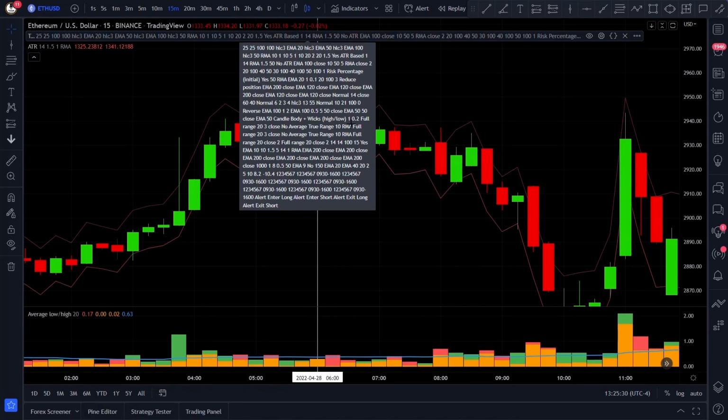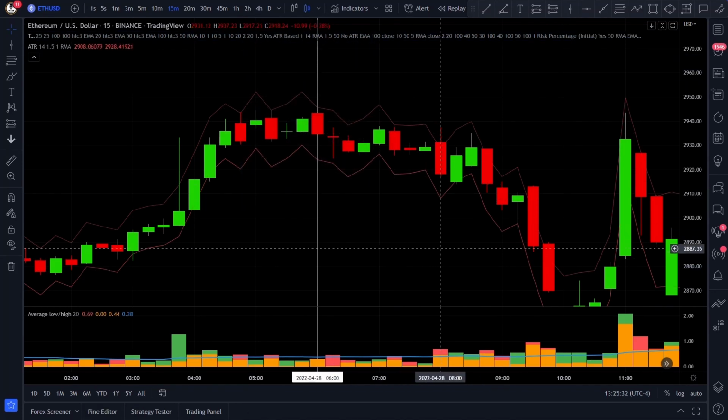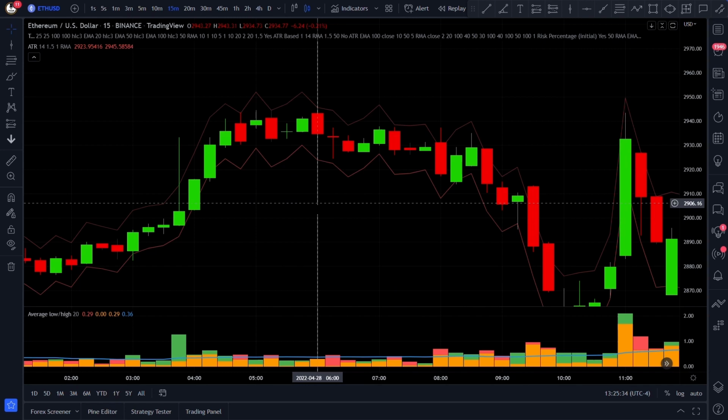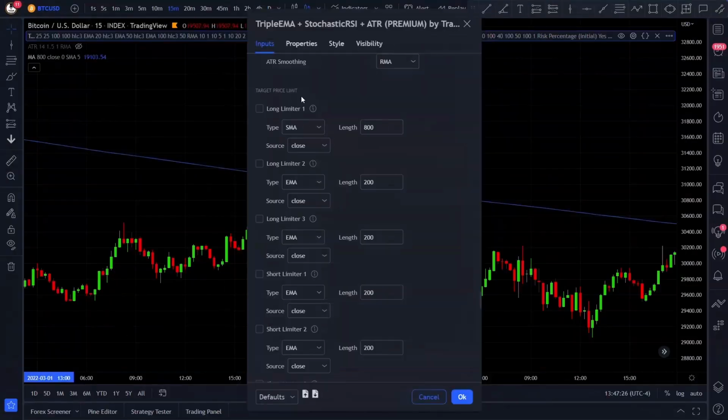As you can see, the trade is no longer there, so the filter works correctly. I hope you understood the logic behind this one. If you are still confused, feel free to ask me any questions in the comments. The next filter is the target price limiter.